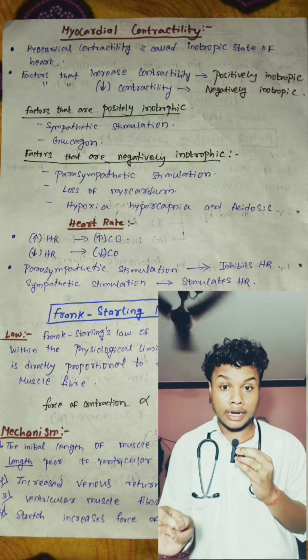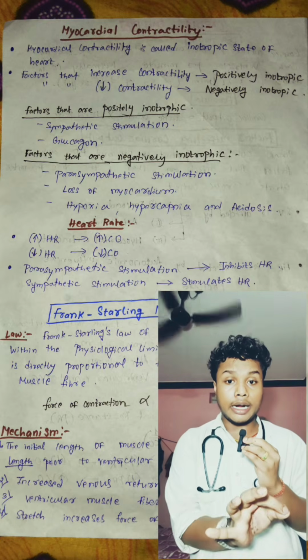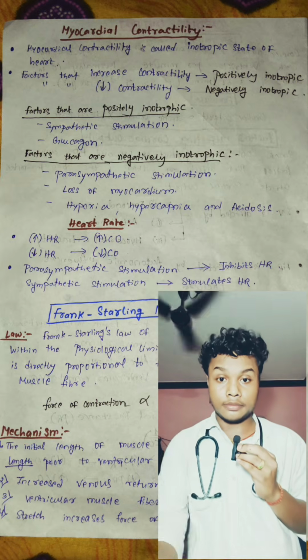Now, heart rate. Increase in heart rate increases cardiac output. Decrease in heart rate decreases cardiac output. Parasympathetic stimulation inhibits heart rate. Sympathetic stimulation stimulates heart rate.